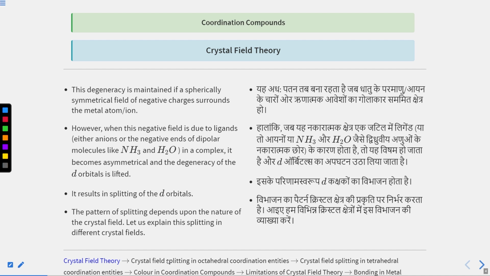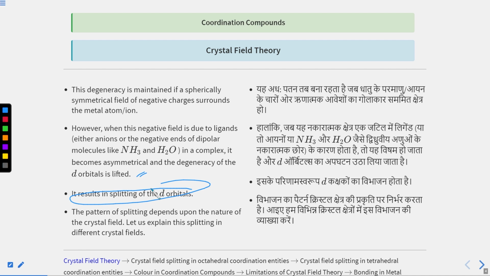Say that what will happen? Splitting will take place. The d orbitals split into different energies, right? So some set of orbitals will have some energy, and the next set of orbitals have some different energy. So the 5 d orbitals no longer have the same energy. Clear? Due to the asymmetrical approach of the ligand, the degeneracy of the d orbitals is lifted, and this results in splitting of the d orbitals. So this is the case of splitting.